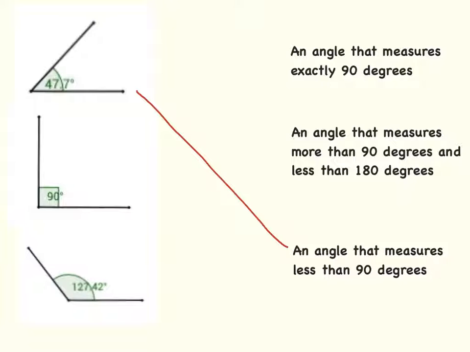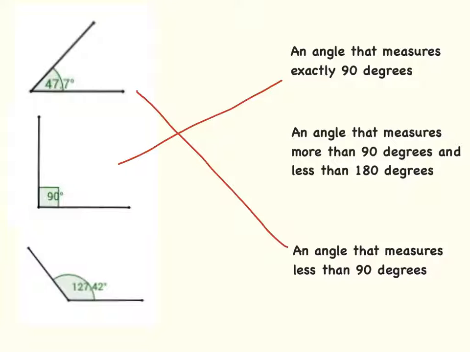The next angle has this little square in the corner again, which indicates a 90-degree angle, and it also tells us that these two lines are perpendicular to each other. So because this is a 90-degree angle, it matches up with the definition at the top.